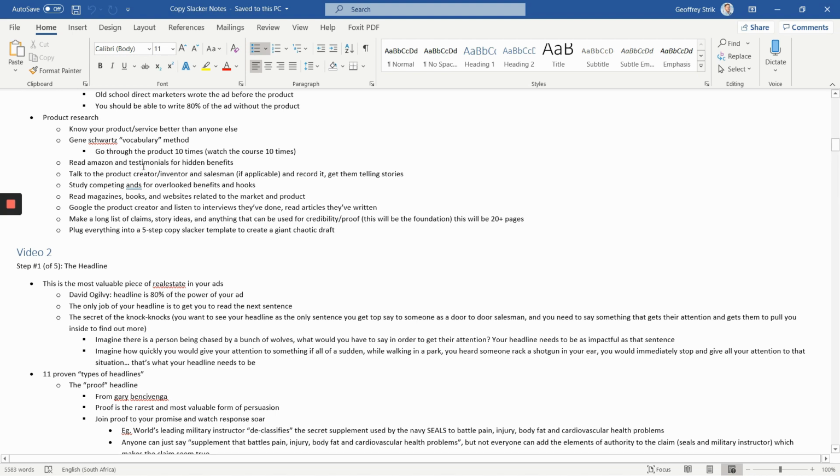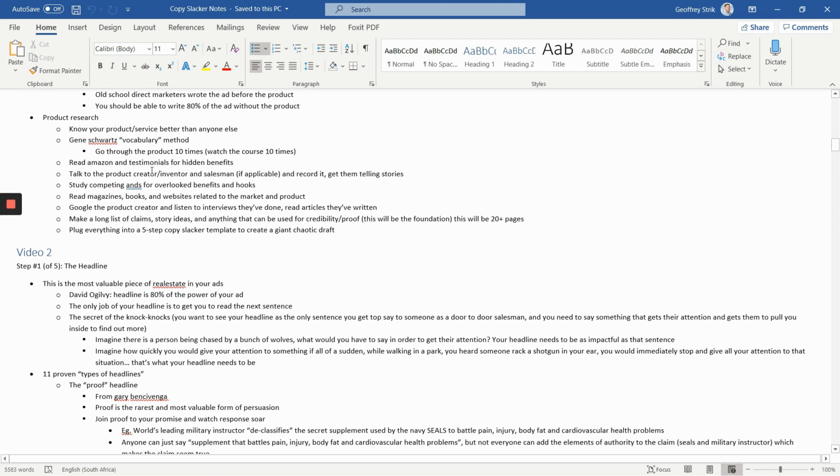Basically, this just means you want to go through the product 10 times. If you're selling a digital course, you want to go through that course 10 times to the point that you understand it back to front, that you are now part of the market. You want to be able to speak with the vocabulary that the market would use when speaking about that product or that problem. Read Amazon testimonials for hidden benefits.